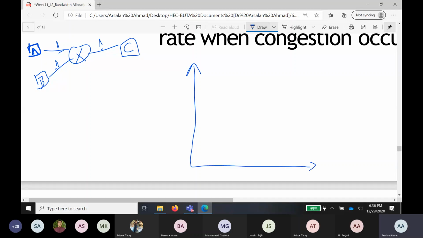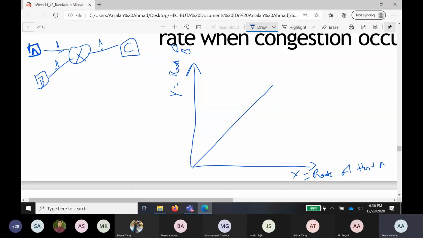The plot that we tried to achieve was something like that. We had over the x-axis the rate of host A, and over the y-axis the rate of host B. Then I started discussing this particular plane, and at the same time the lecture time was up, but let's start discussing again from that point onward. So I asked you guys, what is this line?